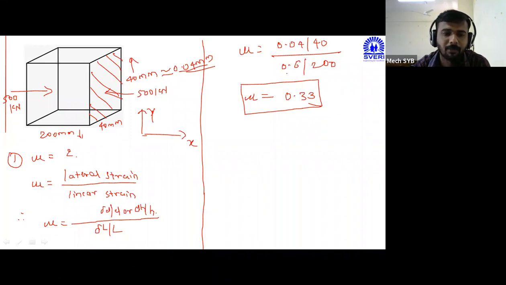Understand the concept once again for the linear and lateral. Once again, write down the definition of linear. Linear means strain in the direction of force, and lateral means strain perpendicular to the direction of force.